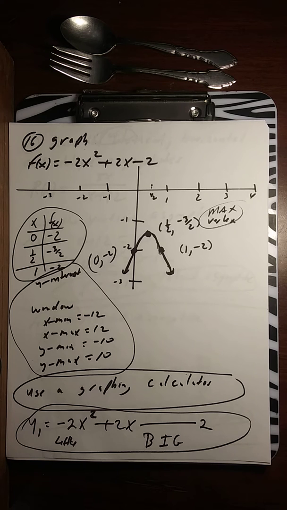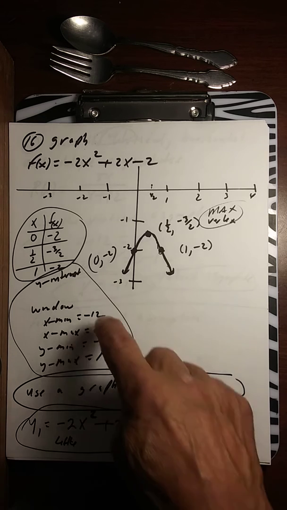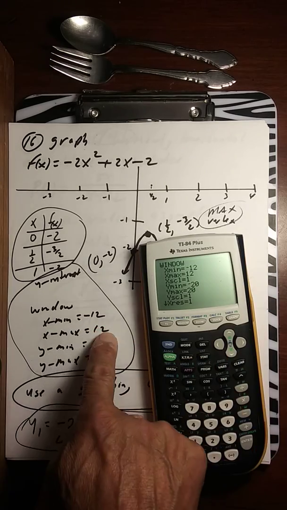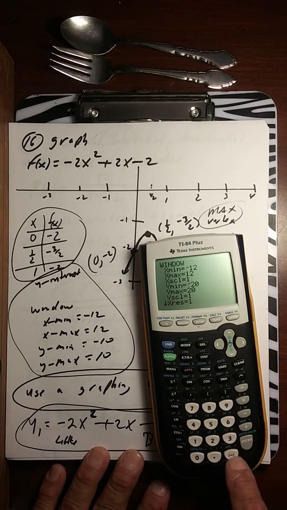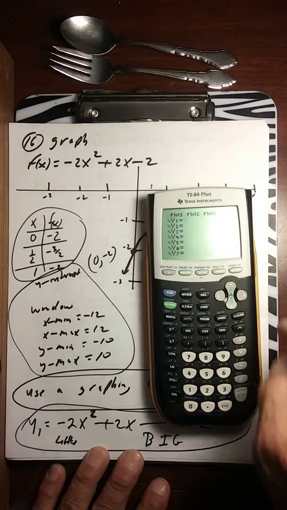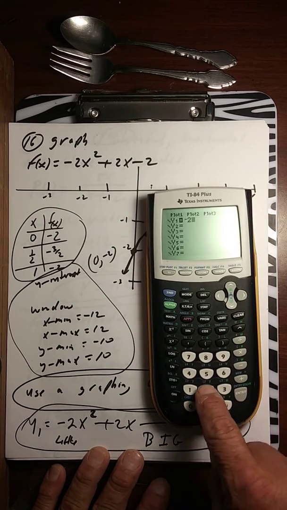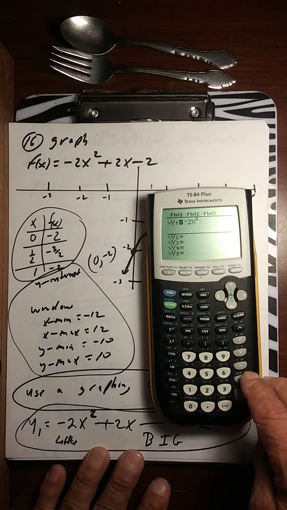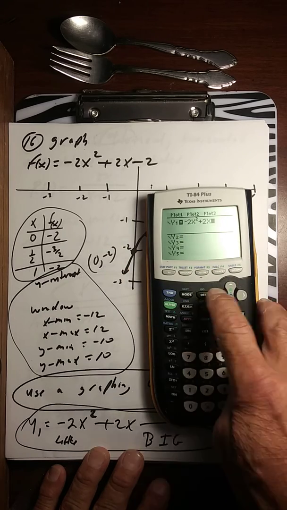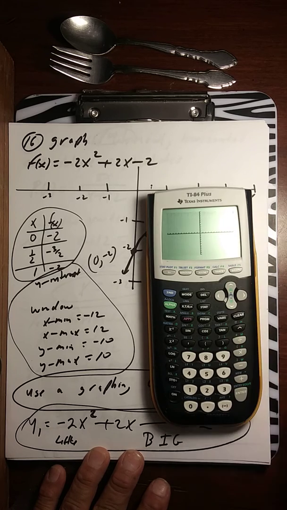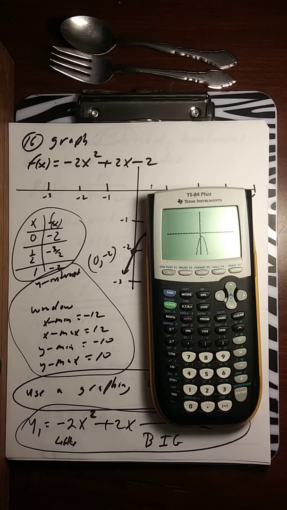Oh, another graph. That's okay. Let's use it. What is the domain? Okay, let's do the windows first. Windows. That's minus 12, 12, minus 10 and 10. And hit y. What is y this time? Little minus sign, 2x squared plus 2x, big minus sign, 2. It's ready. Go. And there it goes.